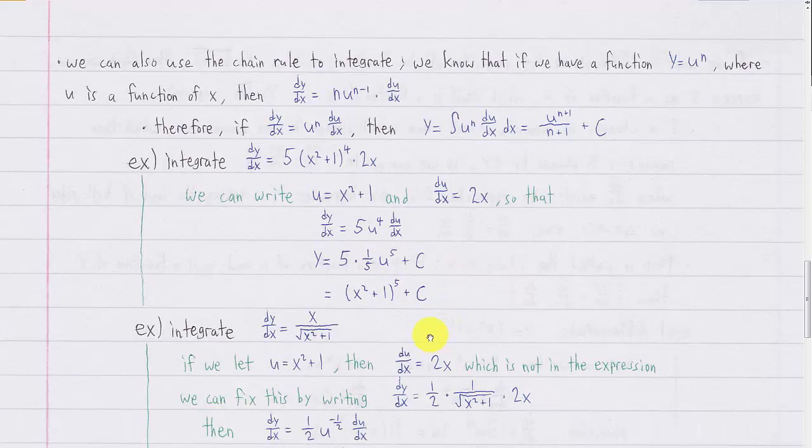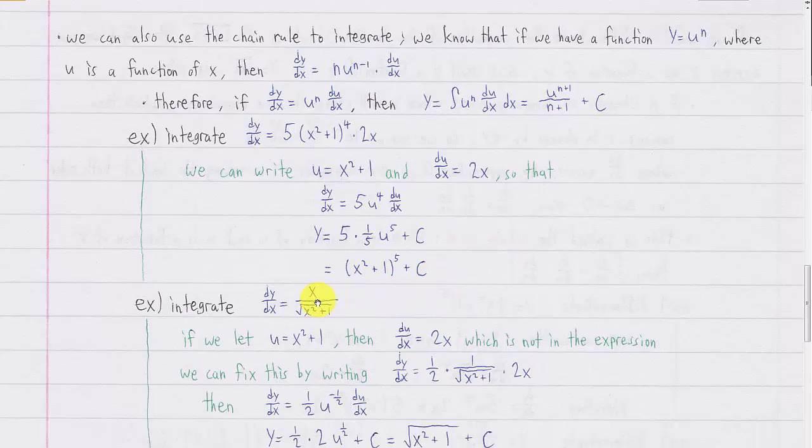So another example where du dx is not exactly in the expression. So we have dy dx equals x over the square root of x squared plus 1. So now we're looking, let's say u is x squared plus 1. Well, that means du dx is 2x, which isn't here. But notice that we have an x, so all we need is a 2. And so what we can do is we can basically multiply this expression by 2 over 2.